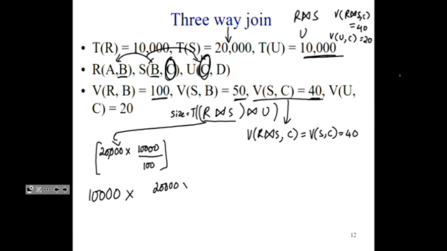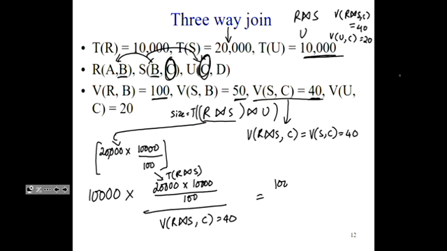And the number of tuples in R join with S that each tuple in U will join with is 20,000 times 10,000 divided by 100. That was just the size of R join with S divided by V of R join with S comma C, and this is equal to 40. Okay, so overall I have 10,000 times 20,000 times 10,000 divided by 100 times 40. Okay? So this was one way of computing this. I can try another one and see whether that gives us a different cost.